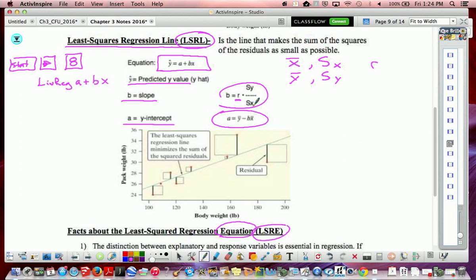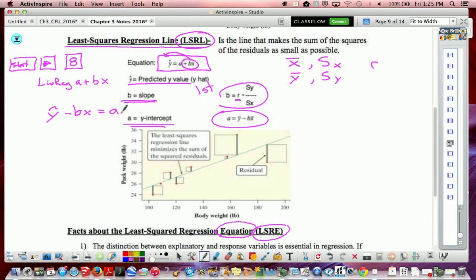Now, once you have your slope, so when you do these problems, this is the first piece that you need to find. Because really, if you want your equation, you just need to find slope, you just need to find y-intercept. Once you have your slope, you need to find your y-intercept. Now, to do that, basically you're trying to get a by itself. So I can take this part of the formula and move it to the other side. If I do that, I'd have y hat minus bx equals a.